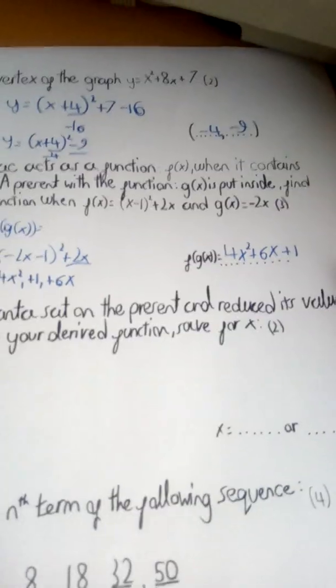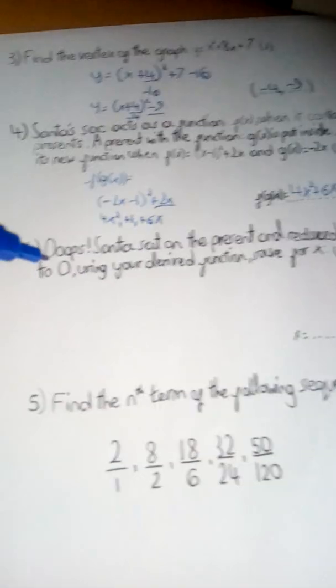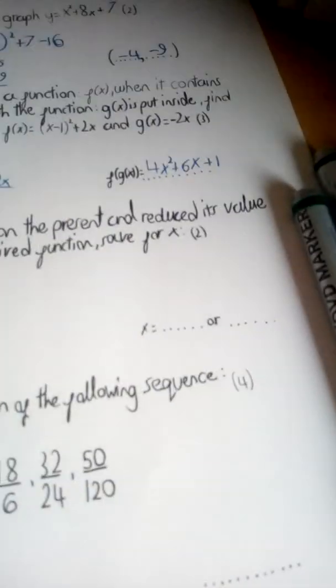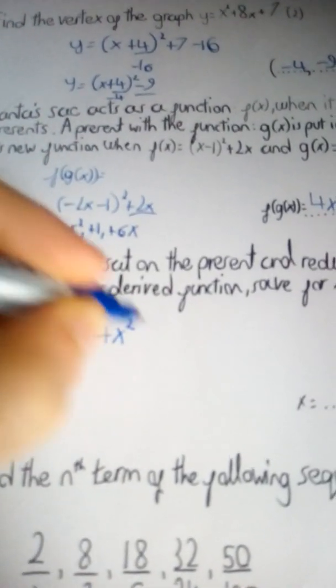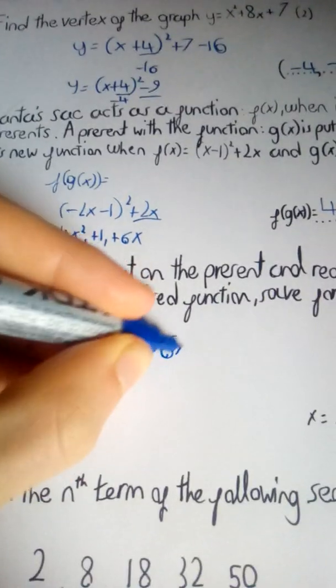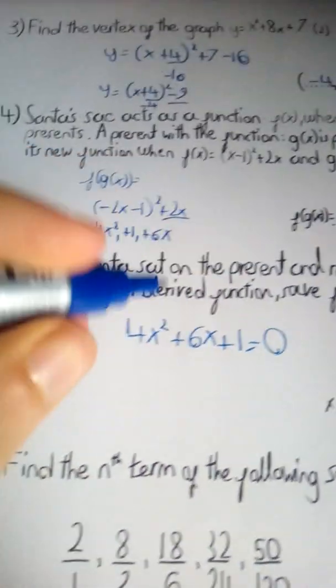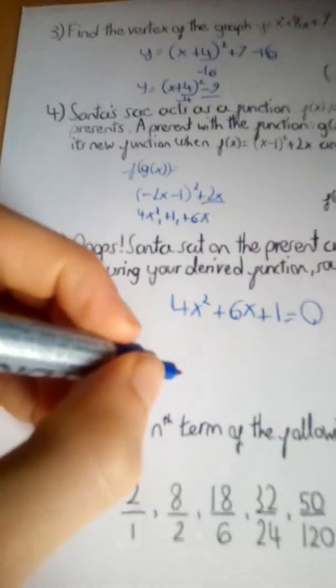Alright, there we go. And here, oops, Santa sat on the present and reduced its value to 0. Using your derived function, solve for x. So as you notice, we've got a quadratic, and we can say this is now equal to 0. 4x squared plus 6x plus 1 is equal to 0. Alright, so it's going to factorize, hopefully.